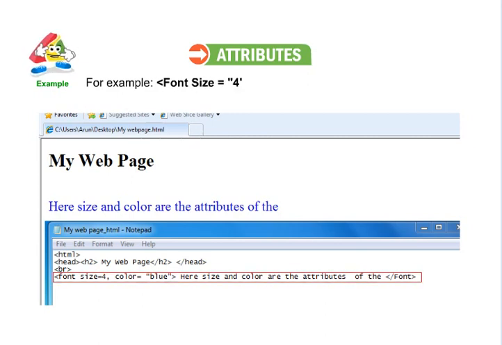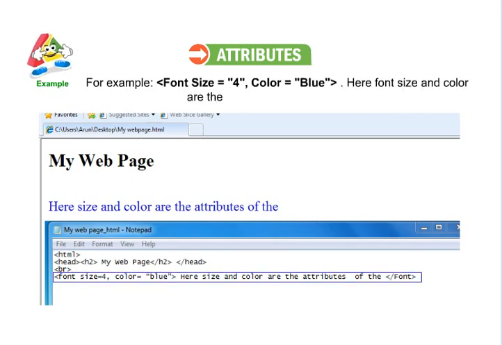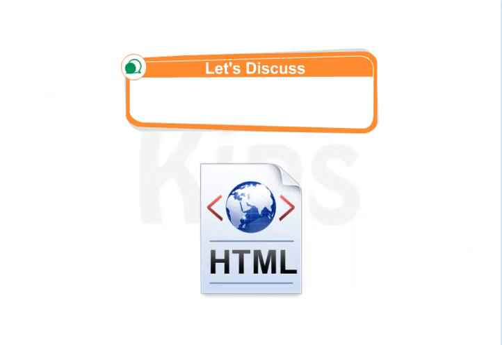For example, font size equals "4", color equals "blue". Here size and color are the attributes of the font tag. Students, let us discuss the role of attributes in HTML tags. Let's now discuss the types of elements.